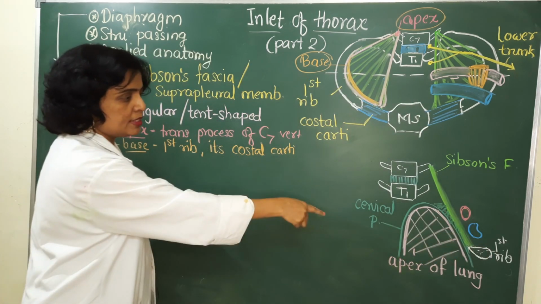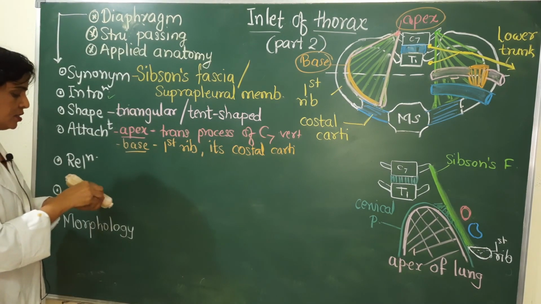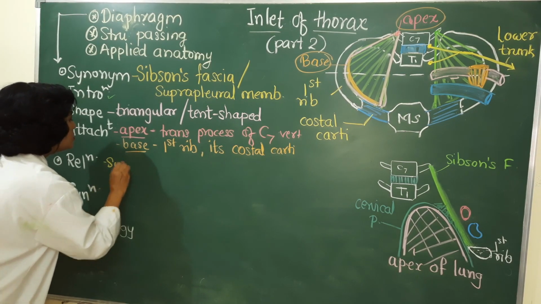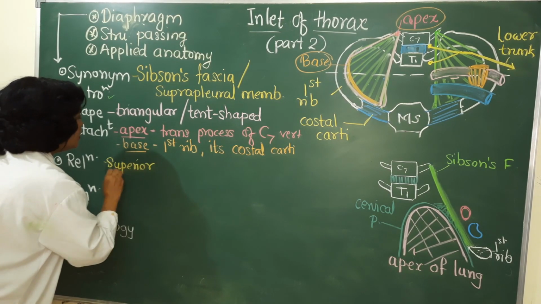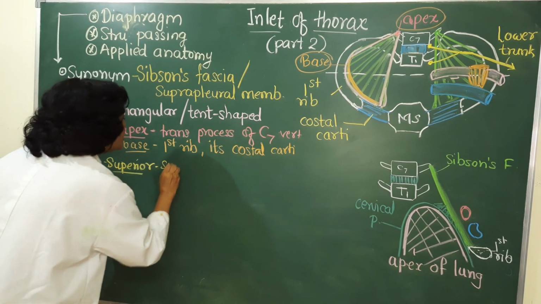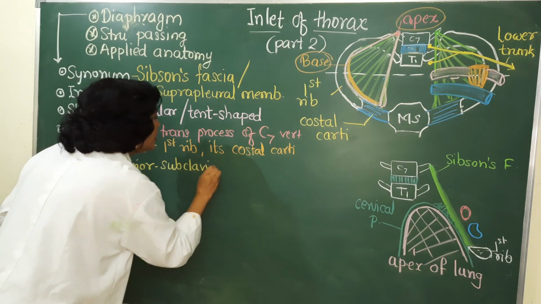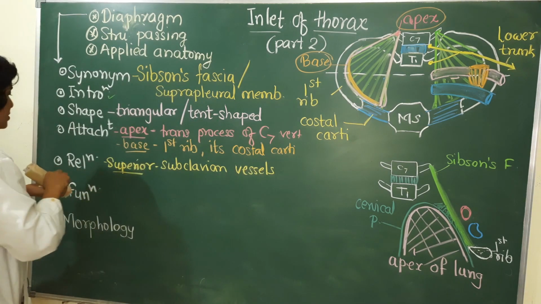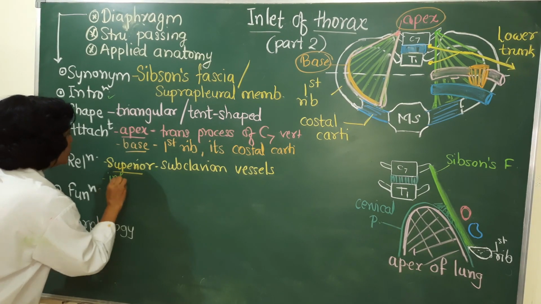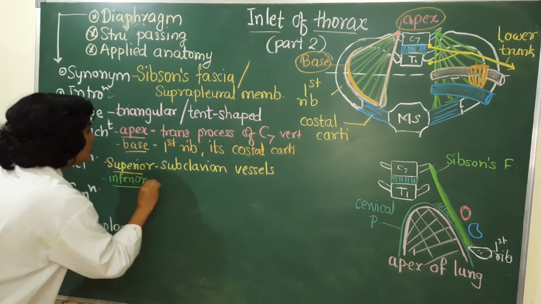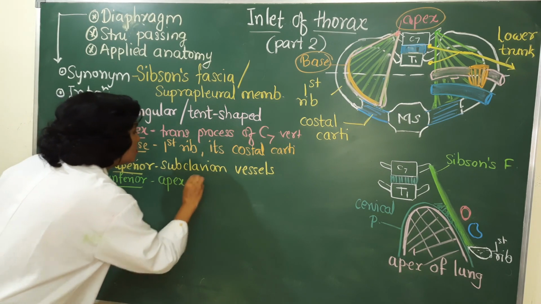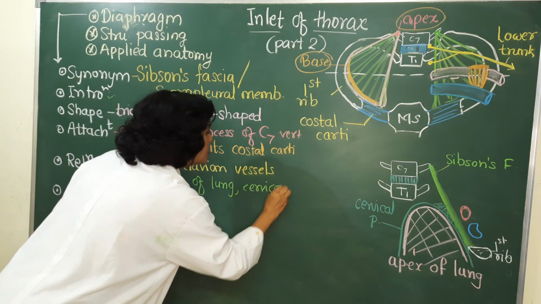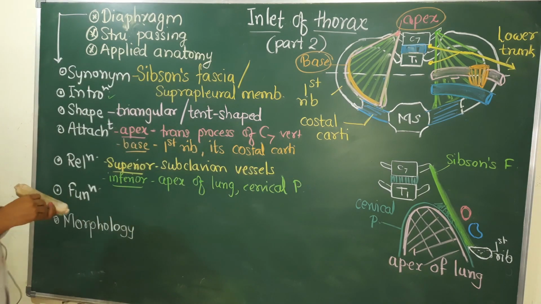So from this diagram now you can write the relations. For the relations, you get superior and inferior relations. Superiorly it is related to the subclavian vessels, while inferiorly it is related to the apex of lung covered by cervical pleura. So that is about the relations.